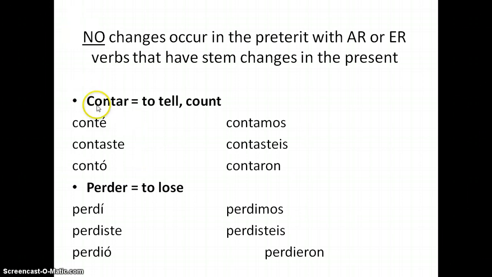Please note the preterite tense conjugations here. The O's do not change to UEs, and the E's do not change to IEs in the preterite tense, as they would in the present.